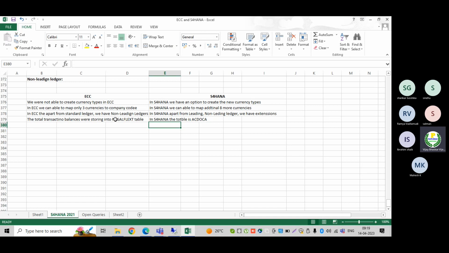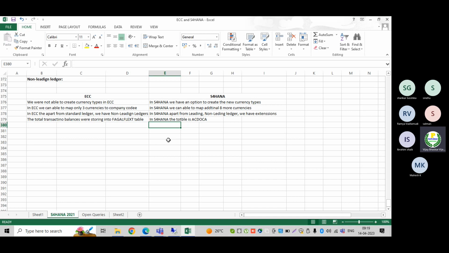This is one of the biggest changes. Total tables are nothing but whatever business transactions have happened. For all transactions, the total value which was stored in ECC in the FAGLFLEXT table is now, in S4 HANA, stored in the ACDOCA table. Remember, this is what we need to understand.